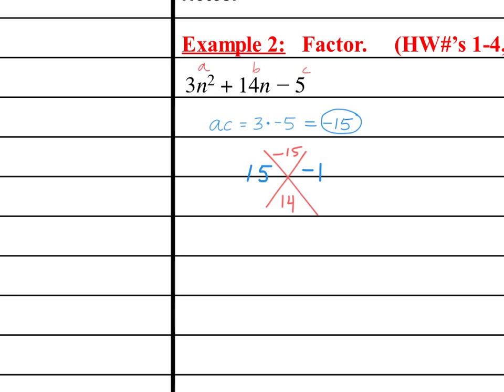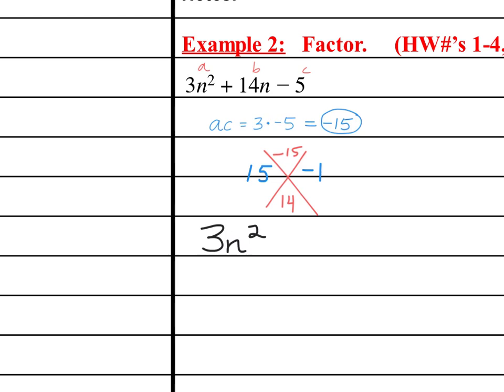Next step, if you look over on that poster, step 5, split the B term using the two numbers you just found. We are not changing this polynomial. The B term has to add up to 14. We know two numbers that add up to 14 are 15 and negative 1, so we can rewrite this polynomial as 3n squared.